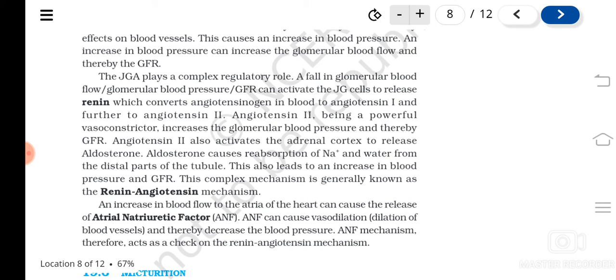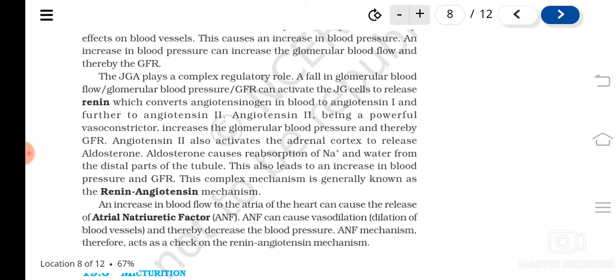One more method is that angiotensin 2 can also activate the adrenal cortex to release a hormone called aldosterone. Aldosterone increases the reabsorption of sodium and water from the distal convoluted tubule. This increases blood pressure and thereby GFR will also be increased. This is known as the renin angiotensin mechanism. So the renin angiotensin mechanism also controls the amount of urine produced, or the amount of glomerular filtrate formed. Understood?